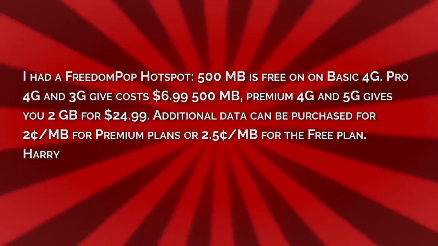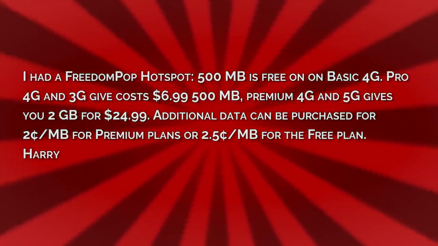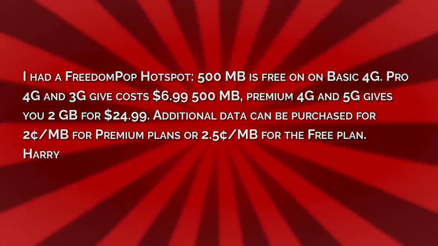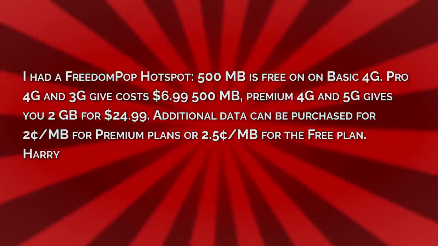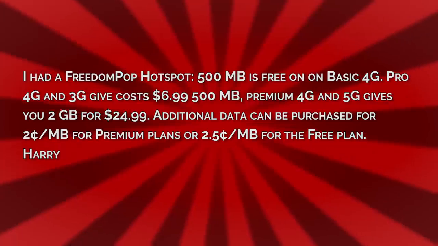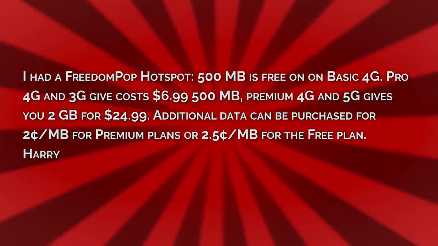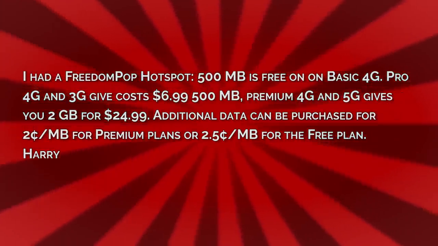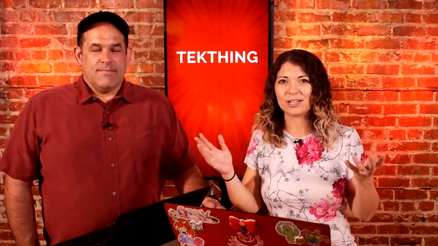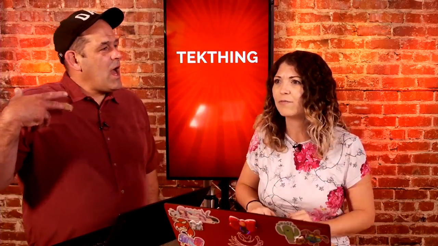And then we also got a message from Harry, who wrote in about freedompop.com, which I forgot about. He said, I had a Freedom Pop hotspot. That's so hard to say. 500 megabytes is free on the basic 4G plan. Pro 4G and 3G cost $6.99 for 500 megs. Premium 4G and 5G give you 2 gigs for $24.99. Additional data can be purchased for 2 cents per megabyte for premium plans or 2.5 cents per megabyte for the free plan. Oh, Harry, thank you so much. That's wonderful. Yes, Freedom Pop, they've been around for a long time, too.